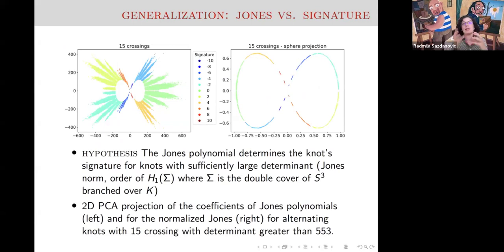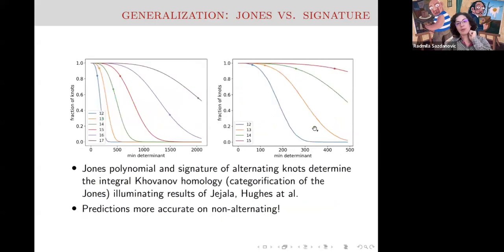And as I've hinted before, it seems that the distance from the center is determined by the value of another knot invariant called the determinant. In this case, it can also be seen as a norm of the Jones polynomial, but it also has interpretations in terms of higher dimensional ways of looking at knots. So what you see here is a two-dimensional PCA projection of the coefficients of the Jones polynomials on the left, and the normalized version on the right, for all alternating knots with 15 crossings and the determinant greater than some number. And you see the perfect separation. So that's something that we would like to prove.